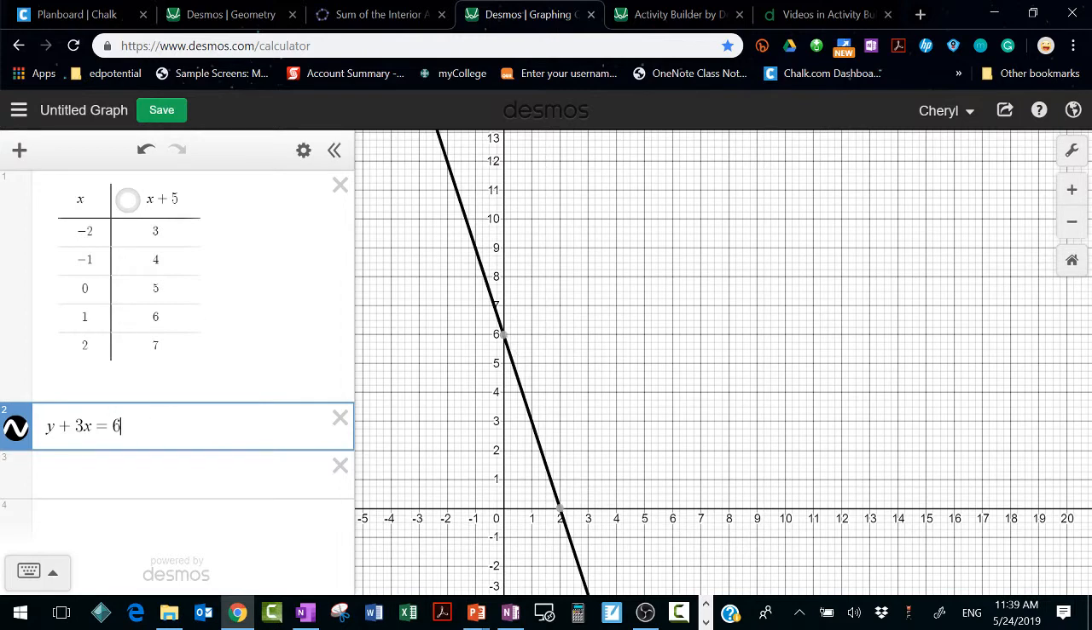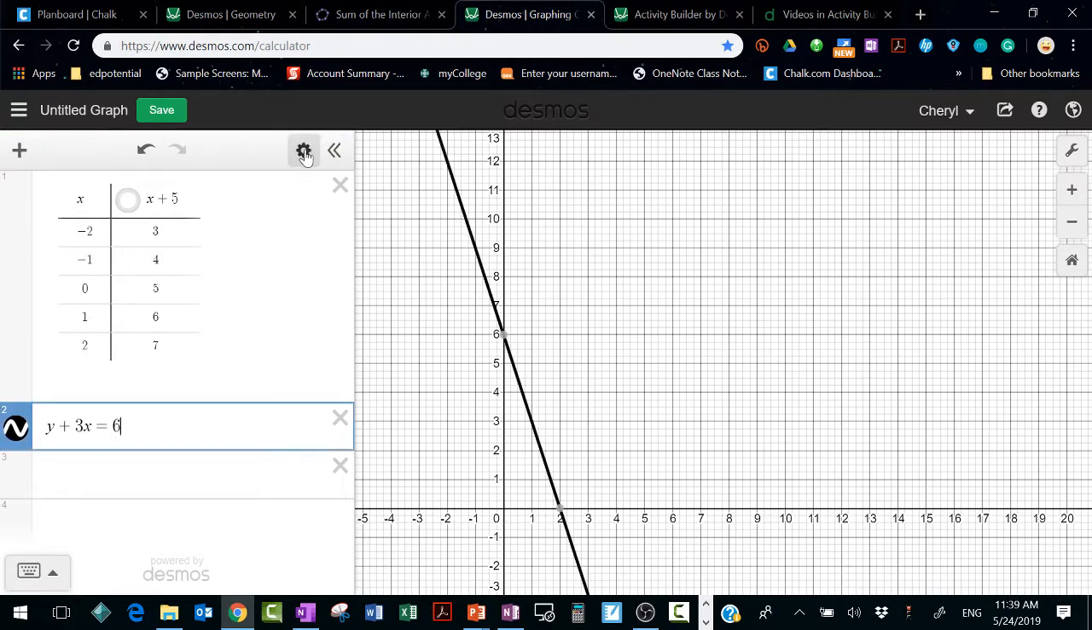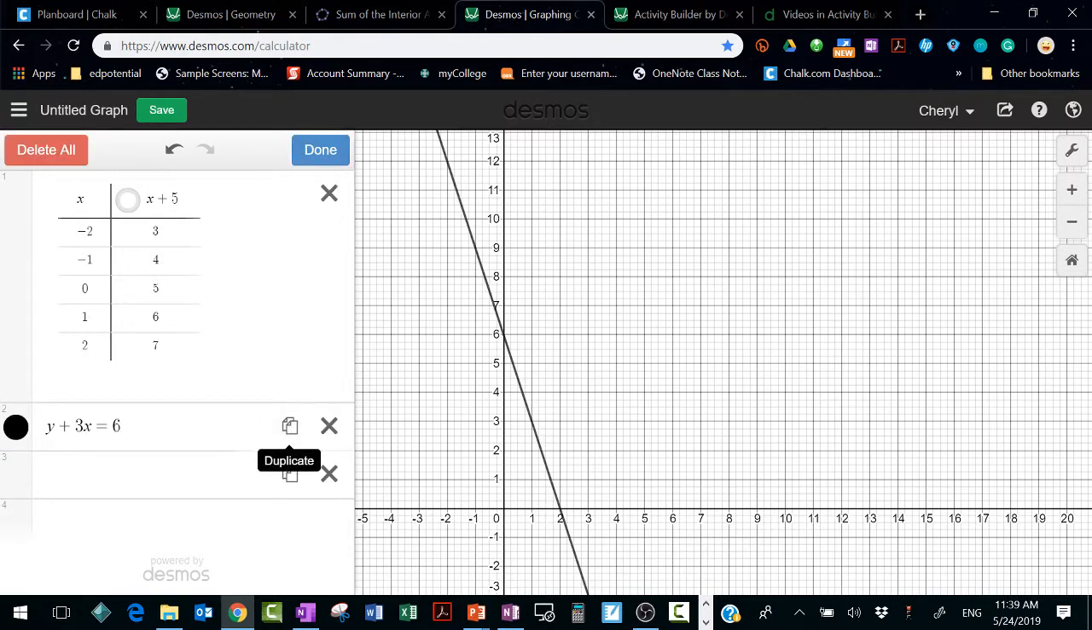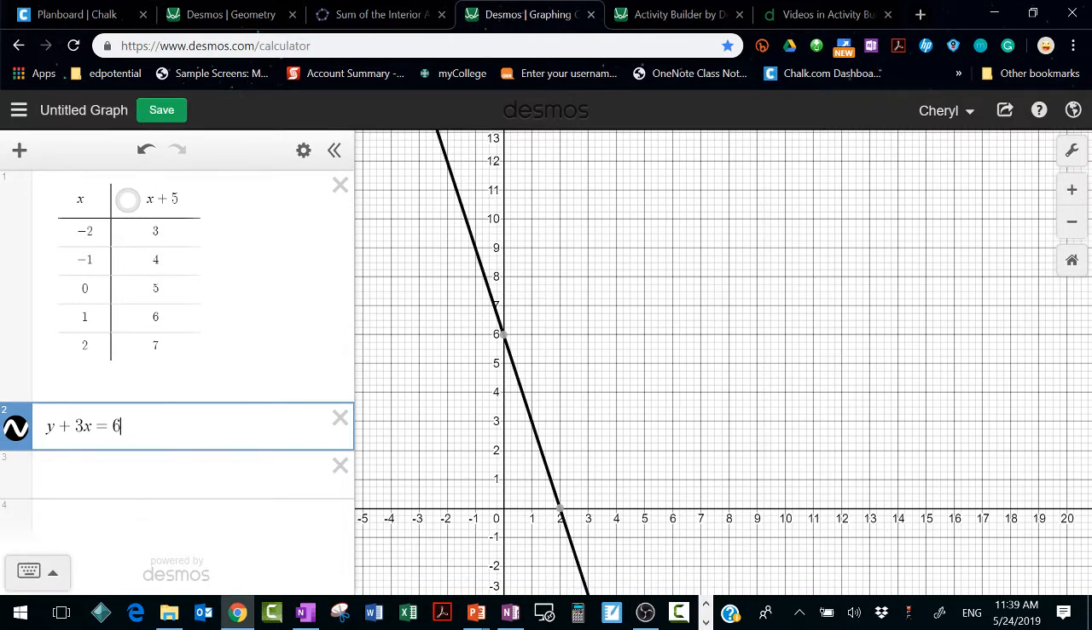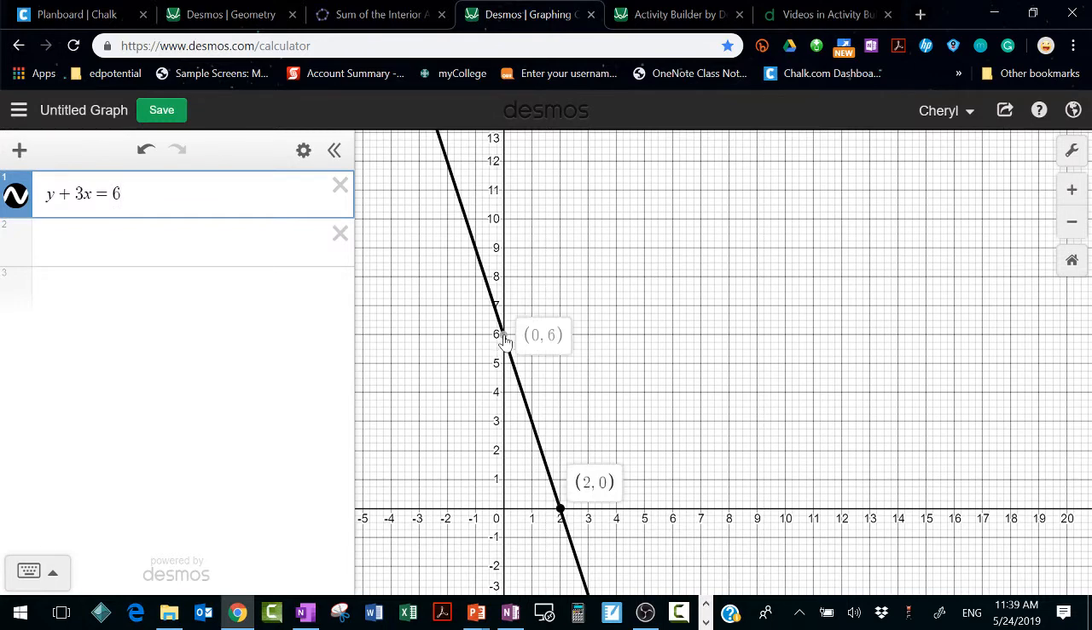The other option is to go to your cog here, this wheel, and, no, I'm not done. Why won't it let me do a table? Oh, I guess it won't let me do a table because it's not in the form y is equal to x plus something. So for this particular situation, it won't give me a table. That's okay. I can still use my x and y intercepts, and that will work for this. We could rearrange that, but that's not a big deal.